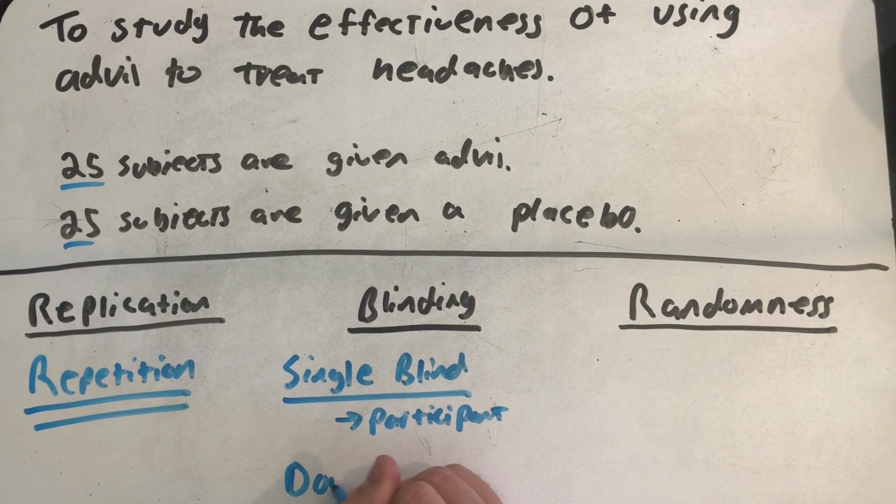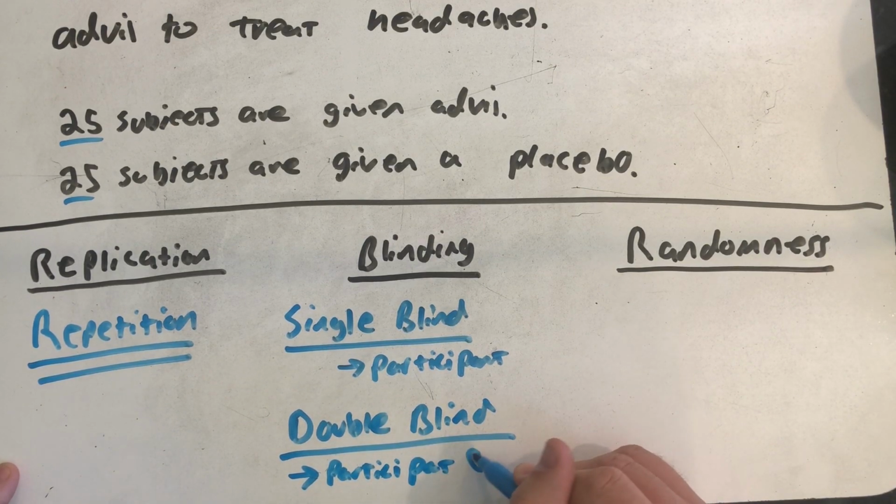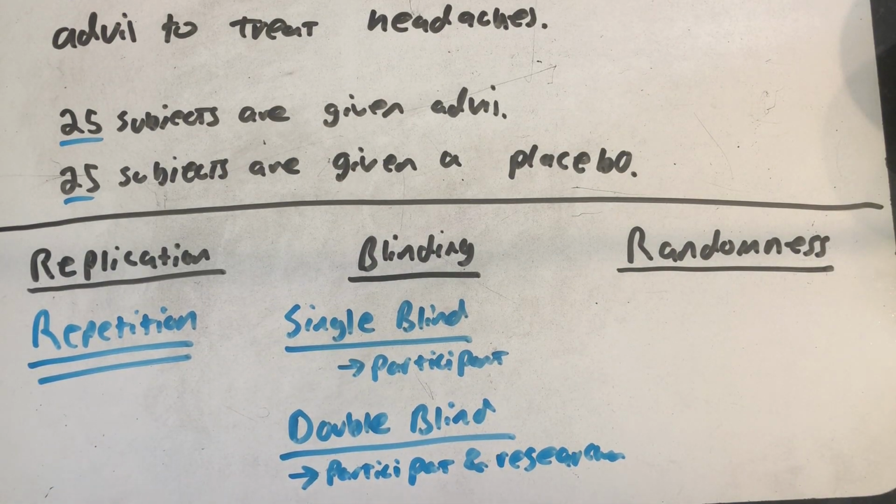In a double blind study, neither the participant nor the researcher they interact with know which group they're in. So this requires more than one researcher because ultimately someone has to know what group they're in, but the person they interact with doesn't have to know whether they're getting a placebo or a treatment.